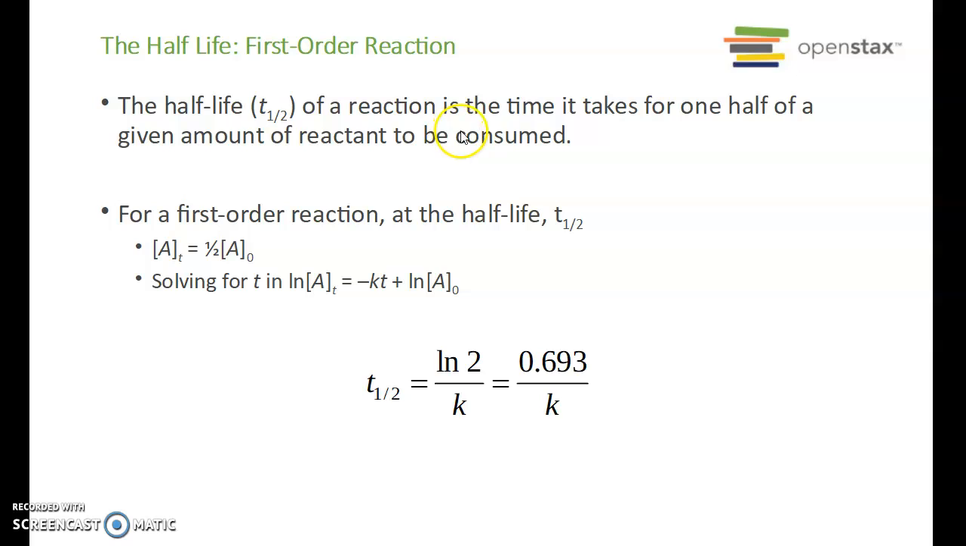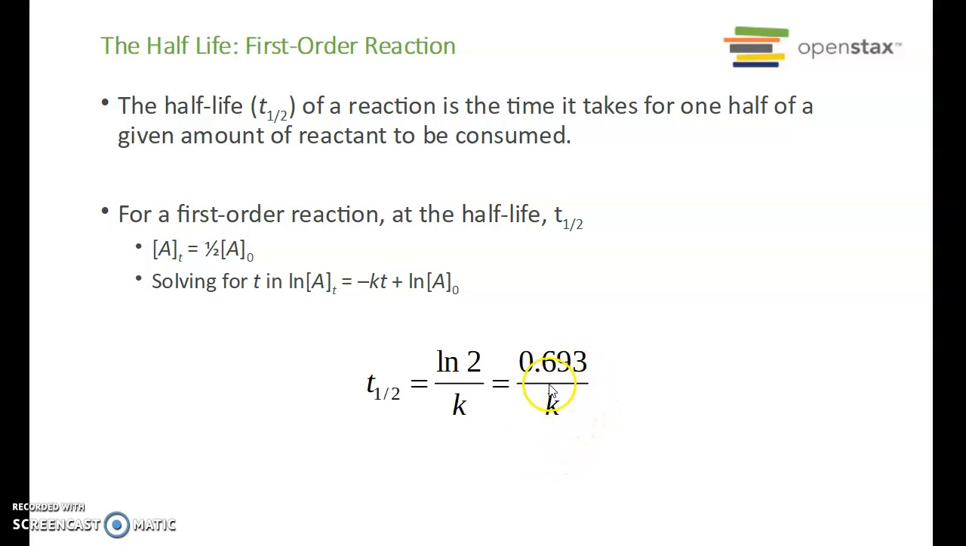The half-life of a reaction is the time it takes for 1/2 of a given amount of reactant to be consumed. For the first order reaction, the half-life is the time at which the concentration is 1/2 of the initial concentration. Solving for that T in this equation gives you the log of 2 over K. So the half-life, how long it takes for it to decompose into half of its value, equals 0.693 divided by the rate constant.